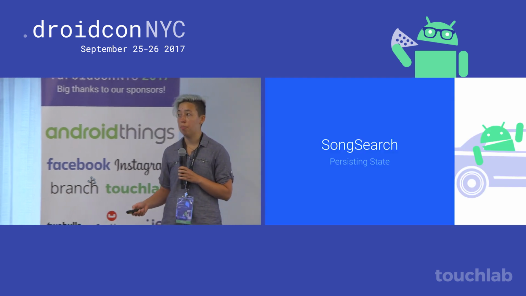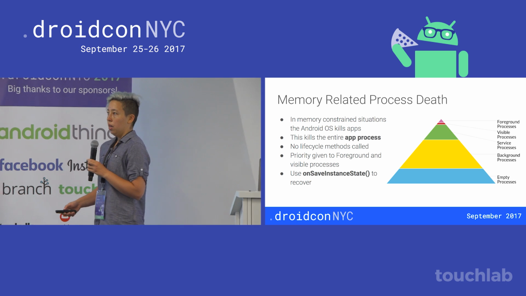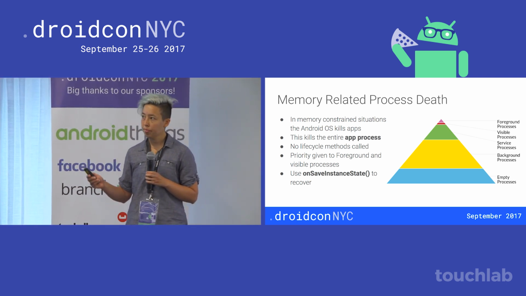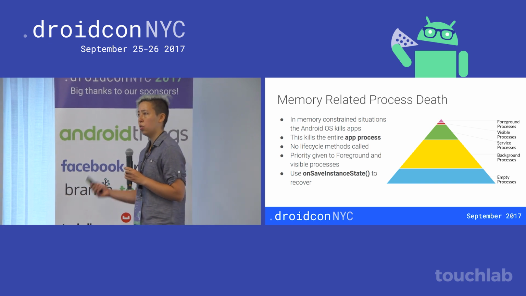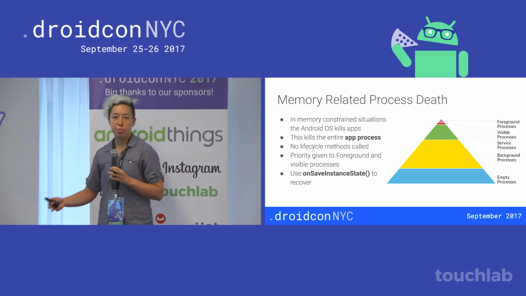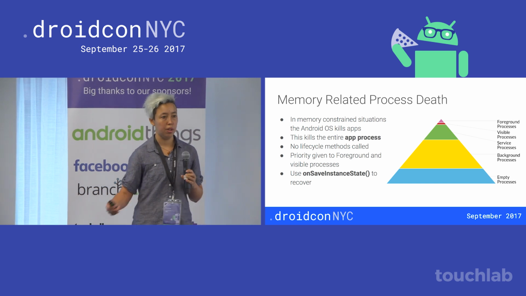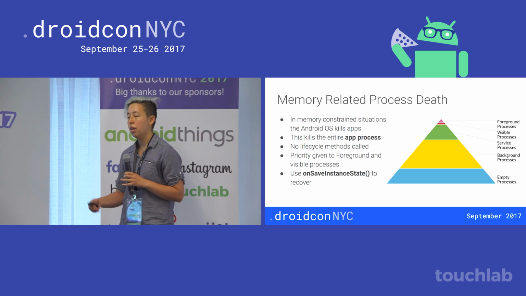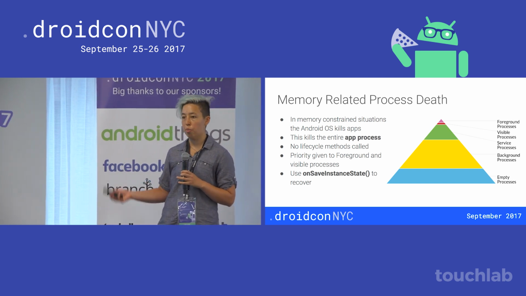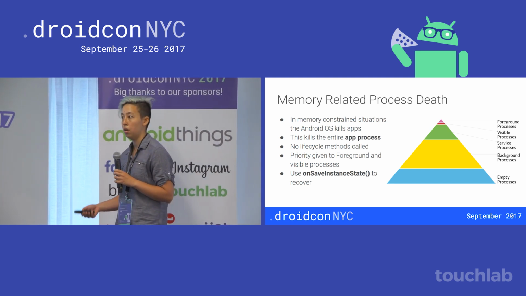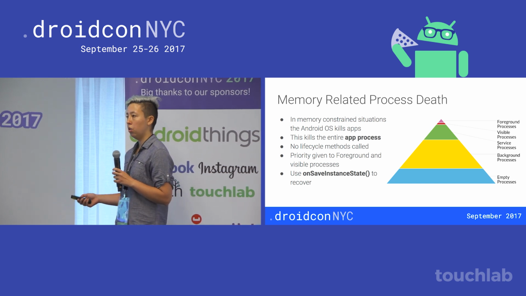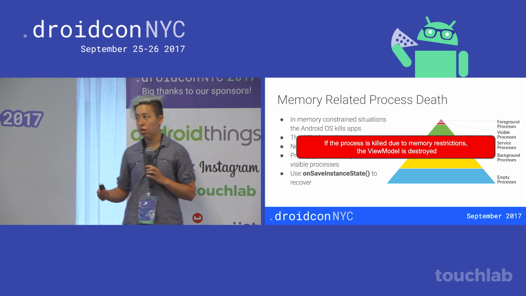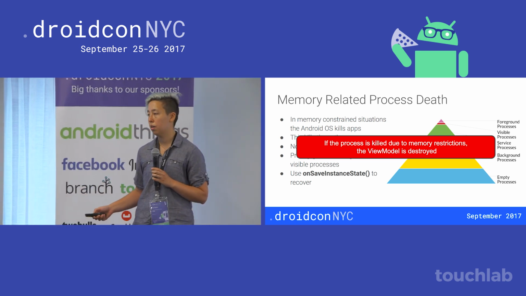Okay, so let's talk a little bit about persisting UI state. Remember before how I said that view models don't survive process death. Process death happens in constrained situations where the OS will go, I'm doing too much, I need to kill off some apps that are less important. This is a violent thing. No lifecycle methods are called at that point. Your foreground processes are given priority to keep running, so this usually happens with processes in the background. In general, you will use unsaved instance state to recover from this. Again, view models don't survive this. It gets killed along with everything else.